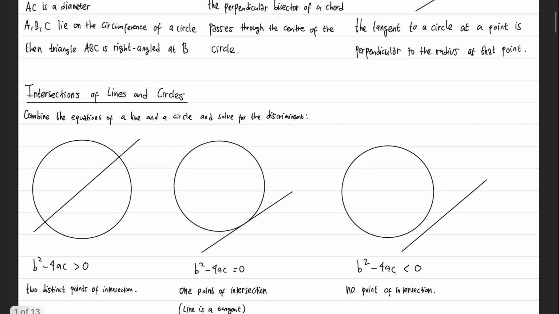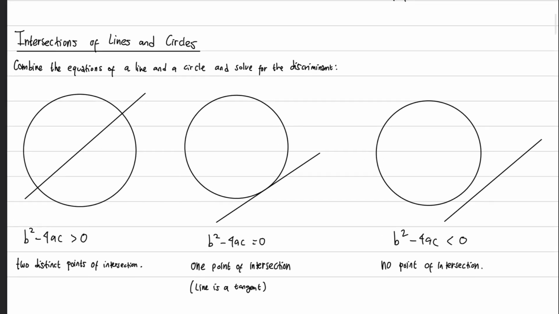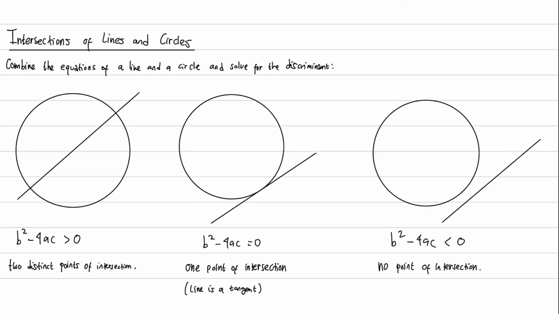Now, we also can apply the concept of the discriminant to determine whether the intersection of a line and a circle has two intersections, one, or no points of intersection. So how do we know this? You just need to combine the equation of the line and the circle and solve for the discriminant.